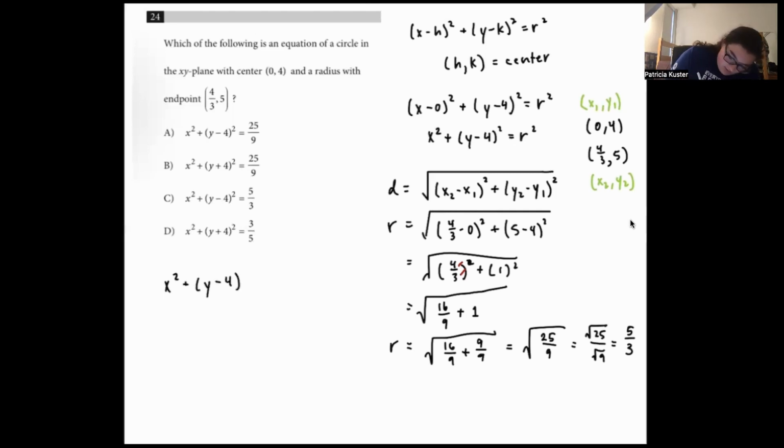It's 5 over 3 squared, which when you do it out will be 5 squared over 3 squared, so 25 over 9. So your correct answer is A.